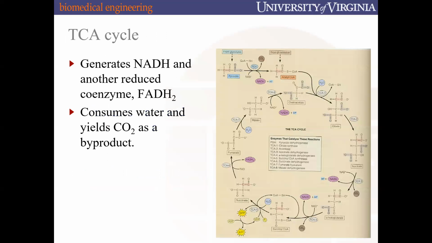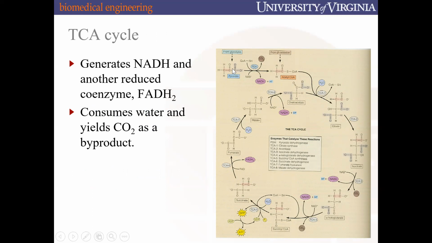All right, so now the TCA cycle. Here you can see on the right a brief overview of what it looks like. You can see it's a closed loop, as opposed to what you talked about in the last lecture with glycolysis, which was more of a linear, top-to-bottom mechanism.